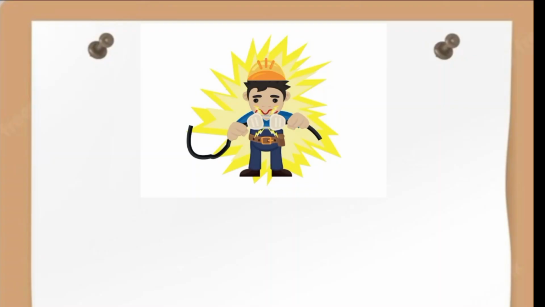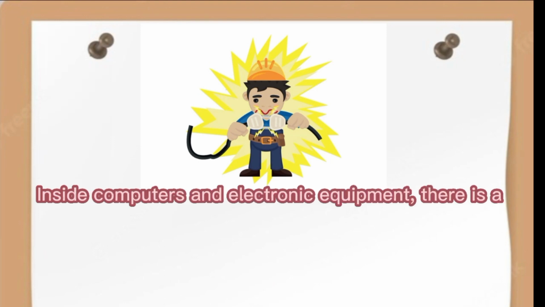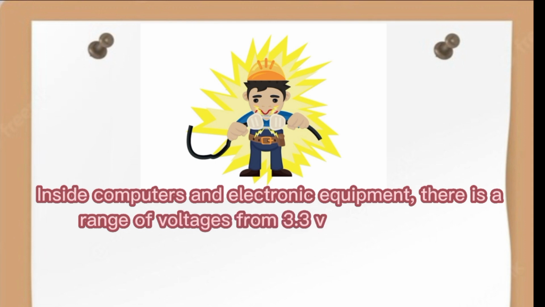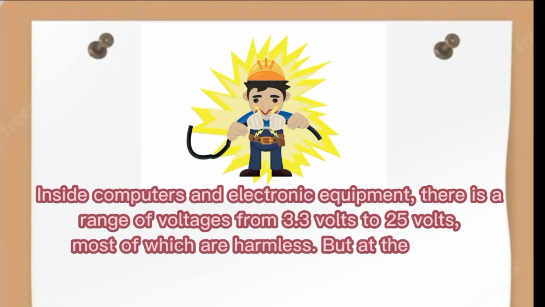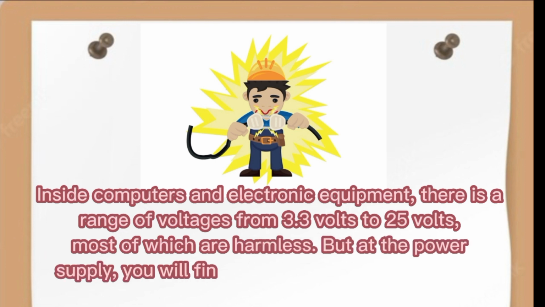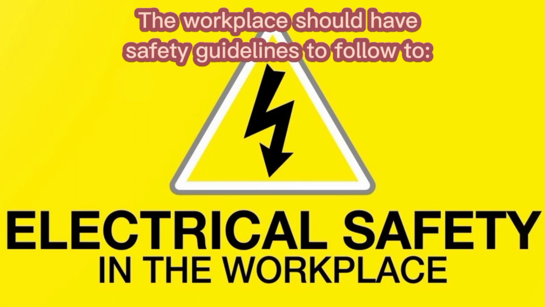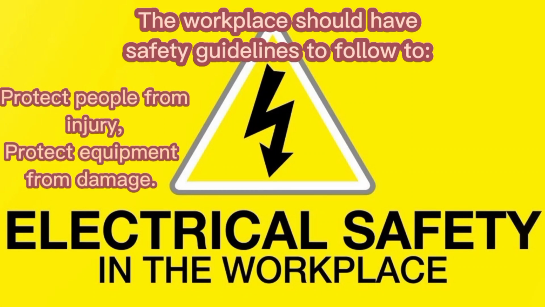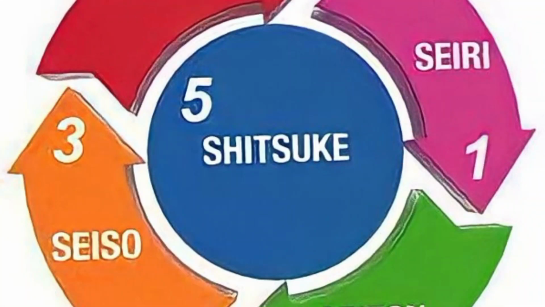Electric shock hazard. Inside computers and electric equipment, there is a range of voltages from 3.3 volts to 25 volts, most of which are harmless. But at the power supply, you will find line voltage, which is a lethal 220 volts. The workplace should have safety guidelines to follow. Protect people from injury, protect equipment from damage, and protect the environment from contamination.